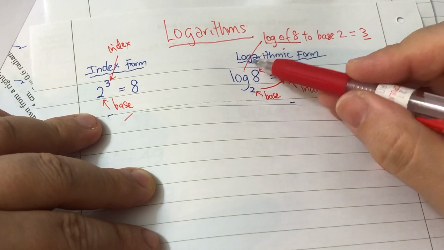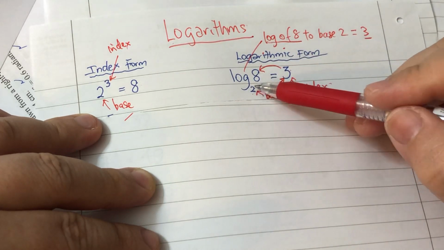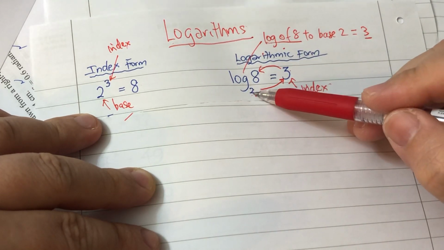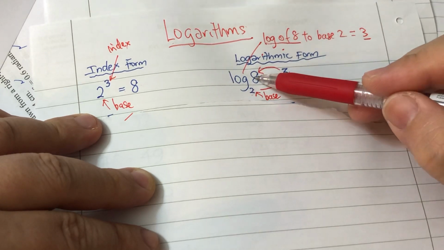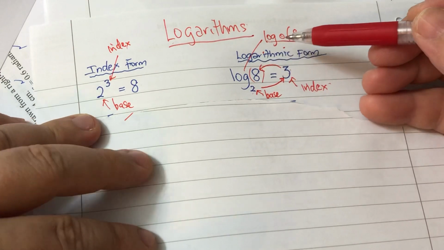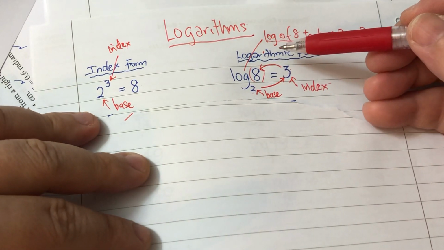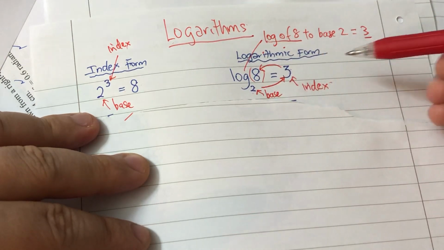So the way we write this index form in logarithmic form is like that. Base 2 to the power of 3, which is the index, is equals to 8. So the argument, remember, we learned this word argument when we did trigo. The argument is the answer for 2 to the power of 3.